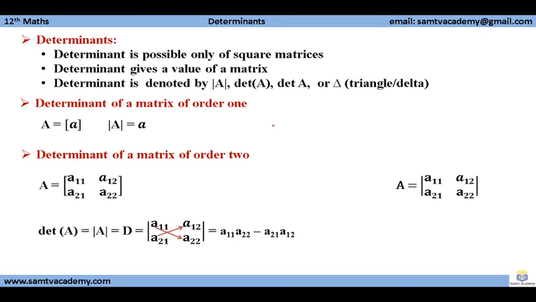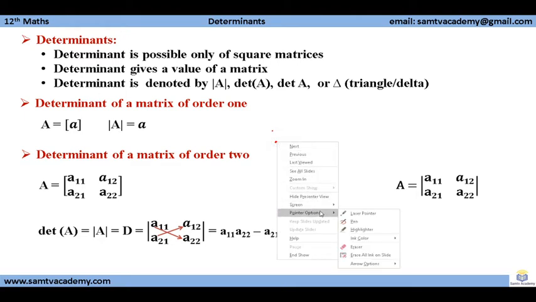Determinant, as we know what a matrix is, but a determinant is a value that is possible only for a square matrix. A square matrix can be of order 2 by 2 or 3 by 3, meaning of order n by n. So a determinant gives only a value of a matrix, that is for a square matrix.